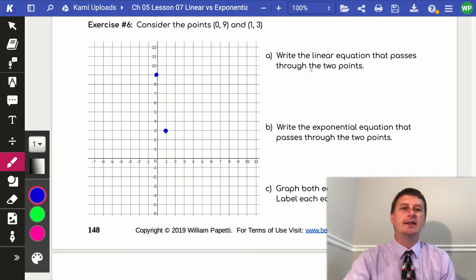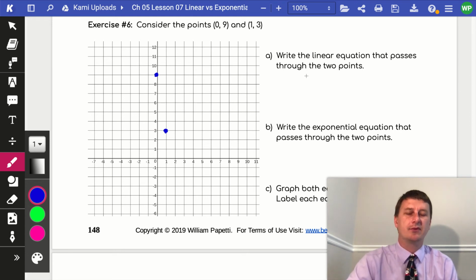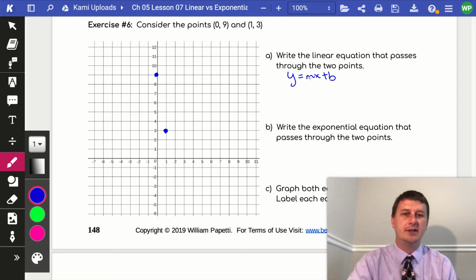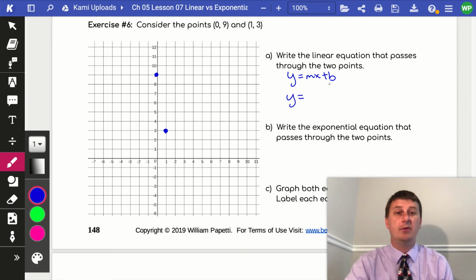It says to write the linear equation that passes through the 2 points. So again, linear is y equals mx plus b. And to know mx plus b, we need to know our slope and our y-intercept. Do we know either of those? And yes, we do. We know both of them.